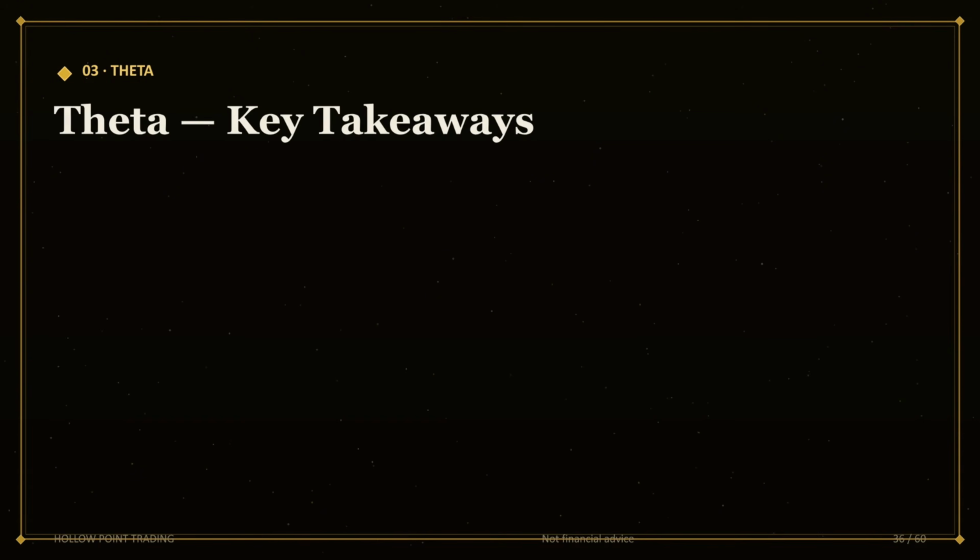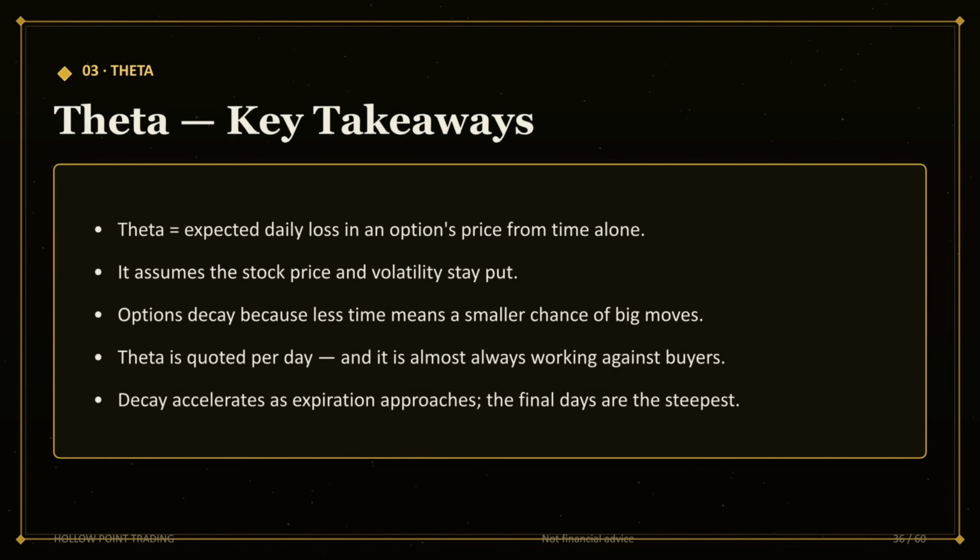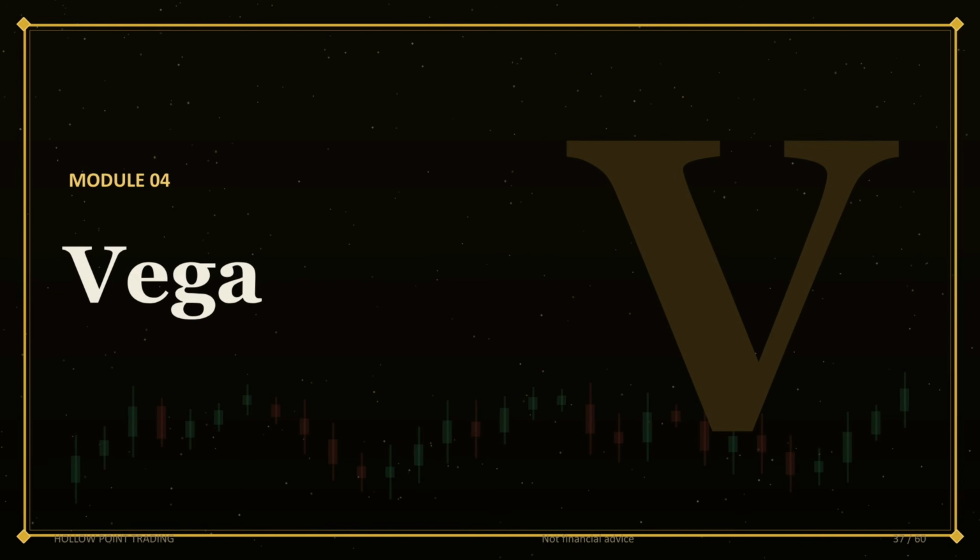To summarize theta, it represents the expected daily price loss due to time. It assumes other factors stay constant, and it acts as a constant headwind for buyers because decay accelerates rapidly as expiration approaches. Now, let's move to Module 04, Vega.